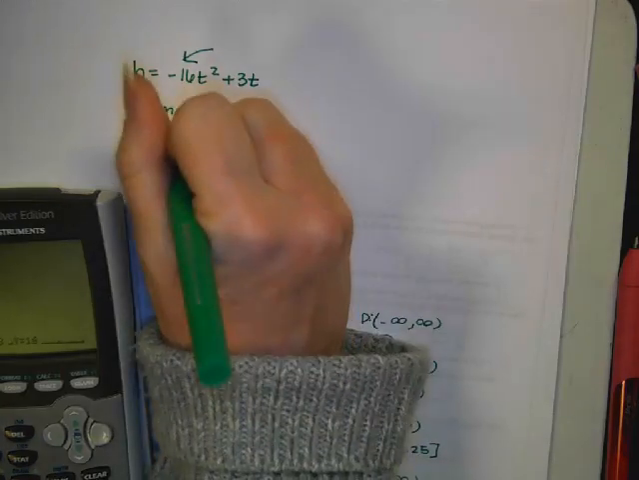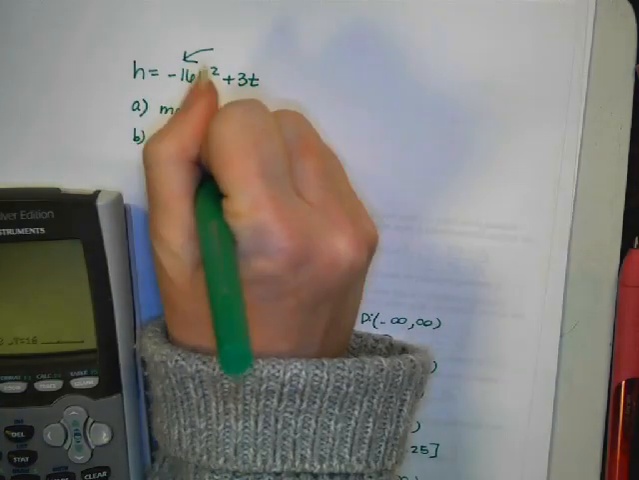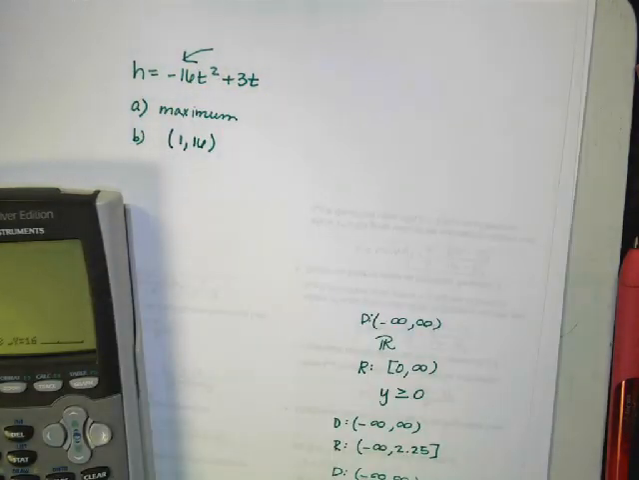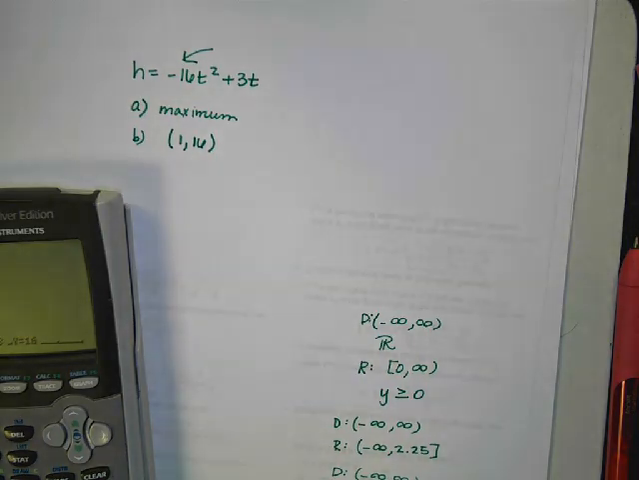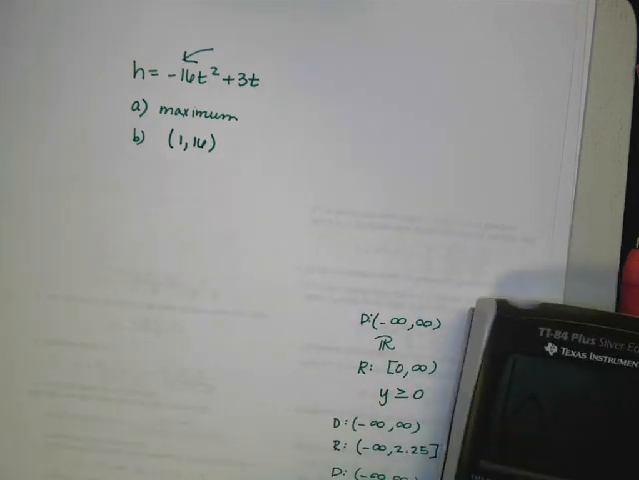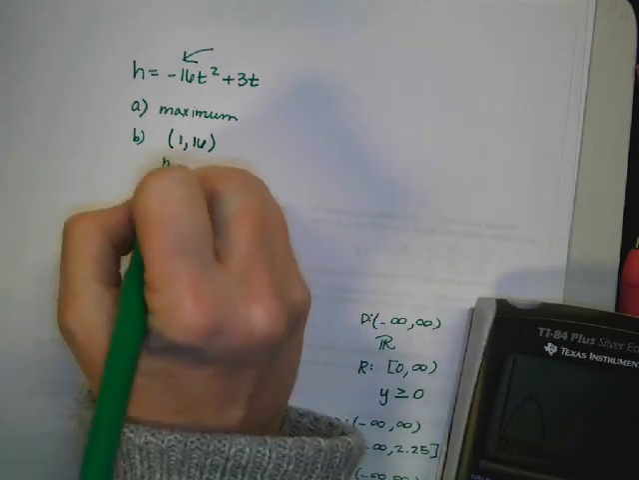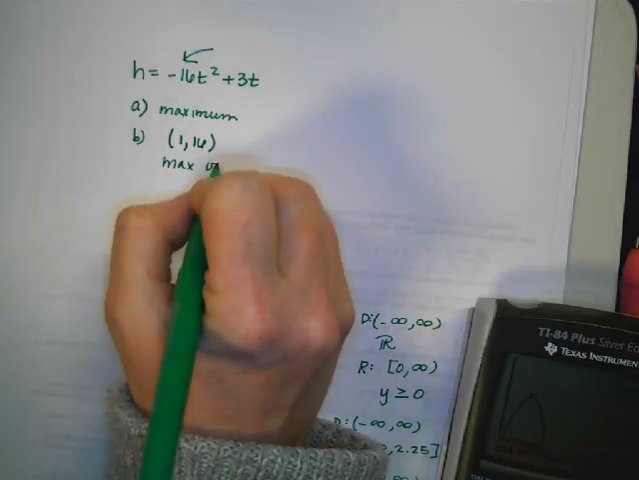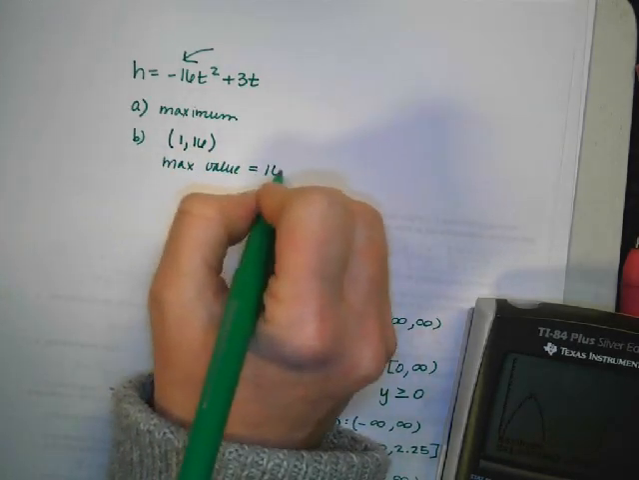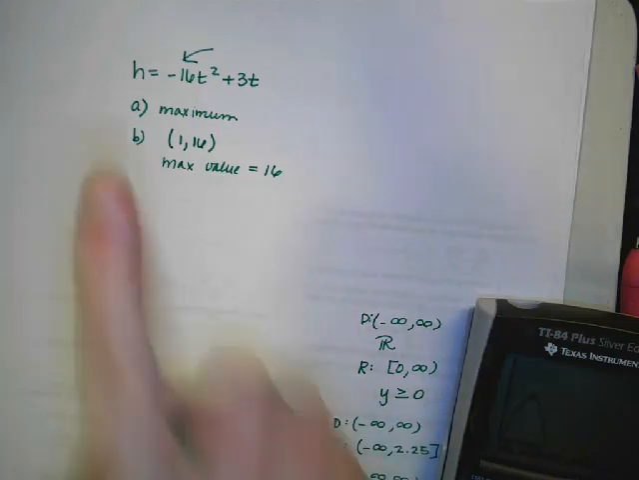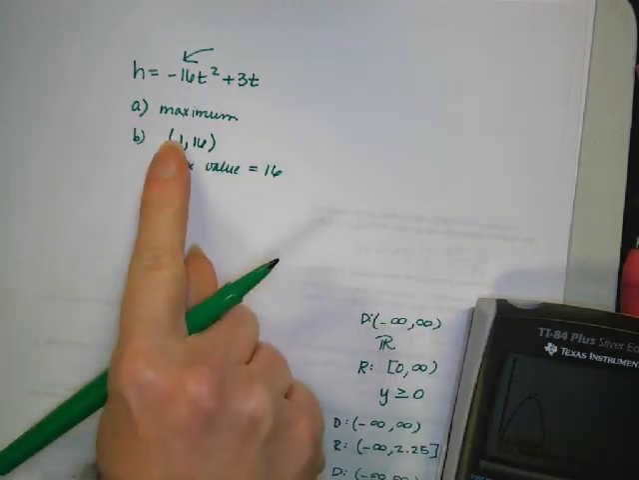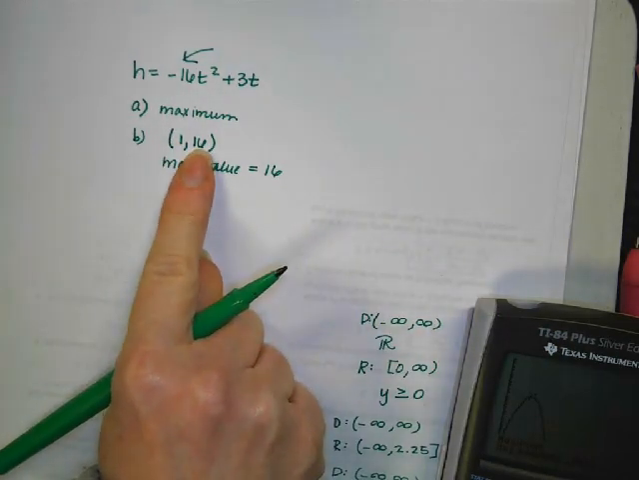So my maximum, so that's the ordered pair. So let's look at the way the question is worded, because the way it's worded will determine how you need to answer. It says state the maximum or minimum value. The max value is 16. It occurs at t equals 1 second. So at 1 second, the maximum value is 16.